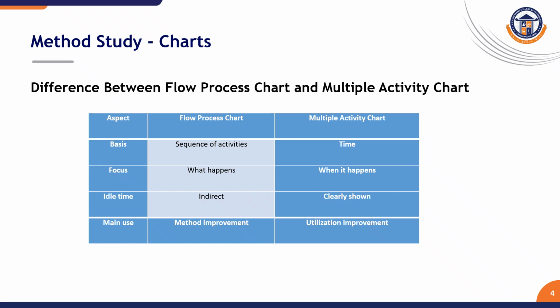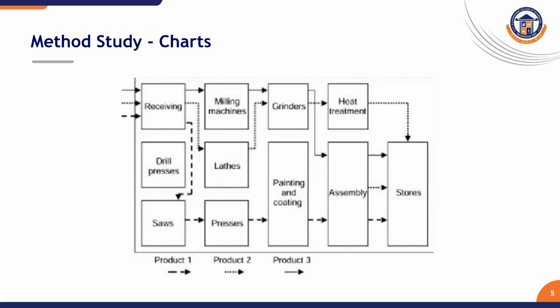And the idle time in a flow process chart is indirect, while in a multiple activity chart it is clearly shown. The main use of a flow process chart is to improve the method. In a multiple activity chart, it is utilization improvement, that is, utilizing the equipment or machinery. Okay, that's what we talk about the charts.